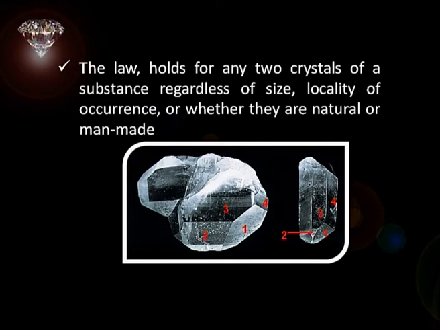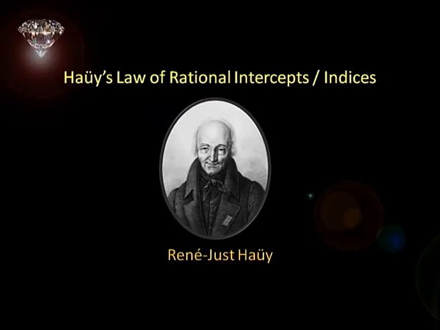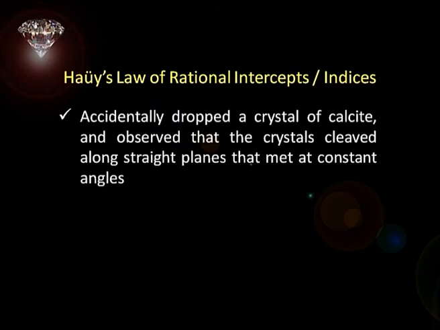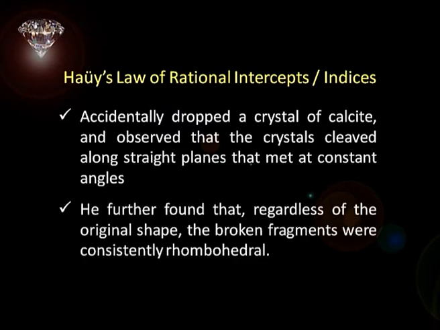Okay. Now, the second important law of crystallography is Haüy's law of rational intercepts. What basically happened was that René Haüy was working with crystals of calcite, and when he accidentally dropped a crystal, he observed that it cleaved into straight planes, and irrespective of the size and shape of the crystal, all the fragments were rhombohedral in shape. That is very characteristic of this particular material, calcite. These observations are now known as Haüy's law of rational intercepts.